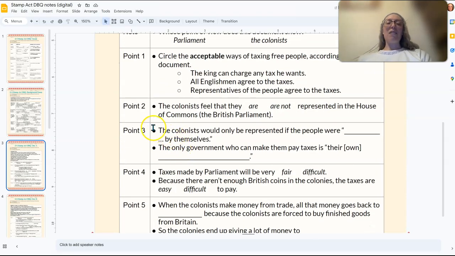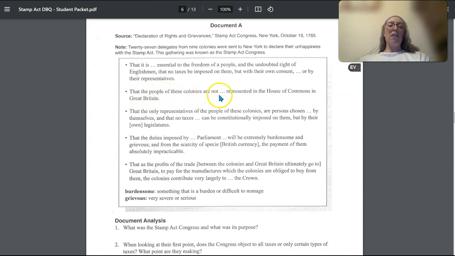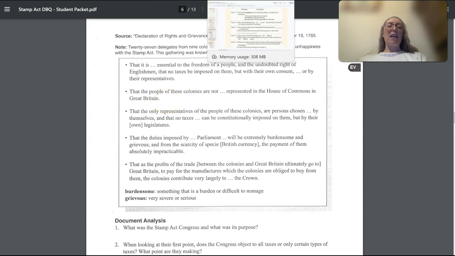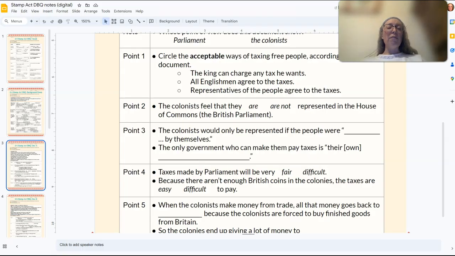And the second point, the colonists, do they feel they are or are not represented? Here we go. That the people of these colonies are not represented in the House of Commons in Great Britain. That one's pretty straightforward. The third question then. Just to be clear, you should have been circling the answers so far. I forgot to say circle the answer. But circle the answers so far for all 3. So we're on point 3.